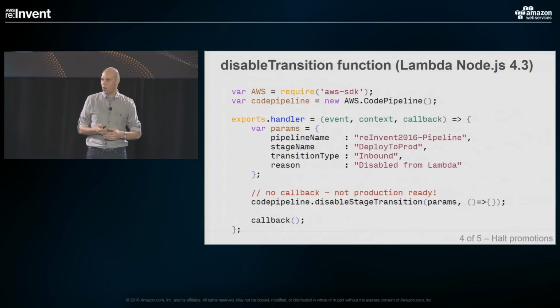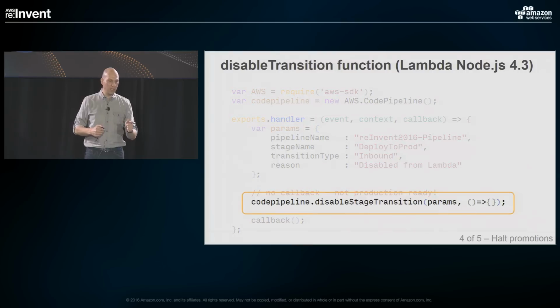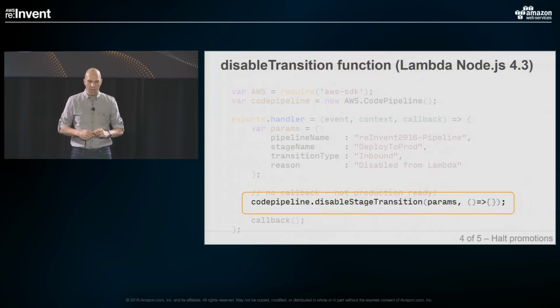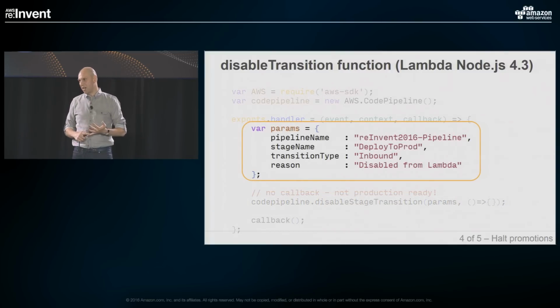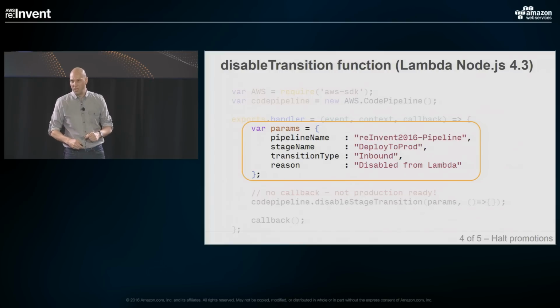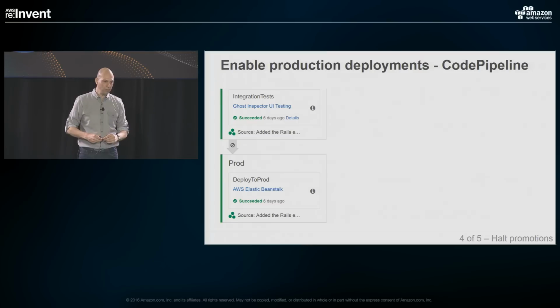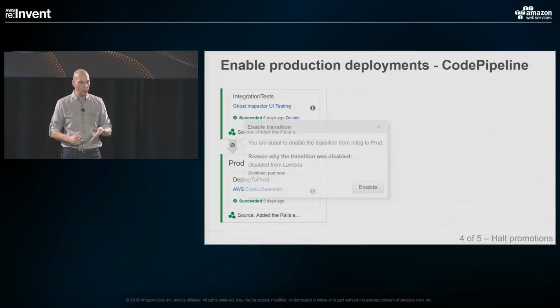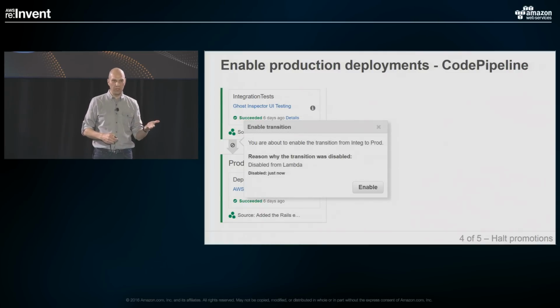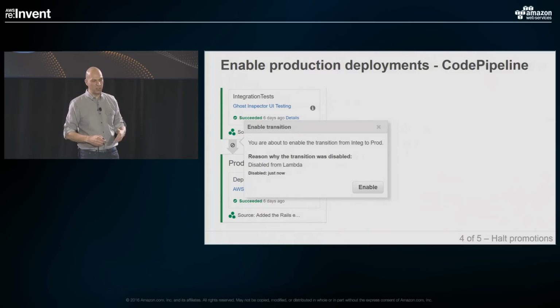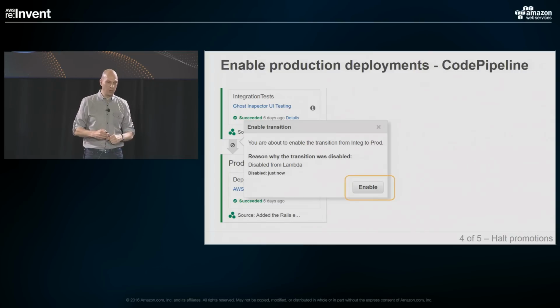So the code to disable a code pipeline transition is quite trivial. Code pipeline has an API named disable stage transitions. And we can call that with the pipeline name and the stage name, and whether we're going to disable the inbound or the outbound transition. We can also provide a reason for disabling the transition as well. This is what it looks like in the UI. You can see that the transition has been colored out. And when you click on it, you will see the reason for the transition to be disabled. And again, you just click the enable button and changes will then continue to flow through to production.